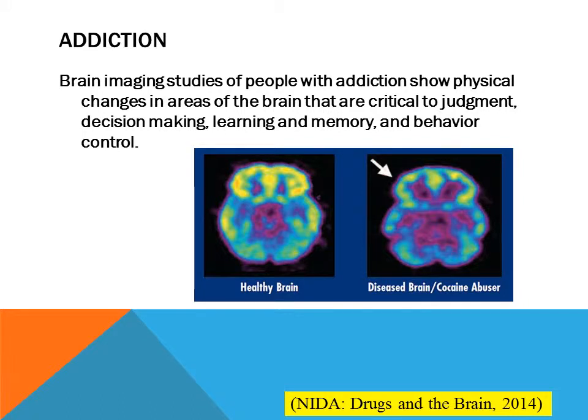Brain imaging studies of people with addiction show physical changes in areas of the brain that are critical to judgment, decision-making, learning and memory, and behavior control. Here we have a scan of two brains, a healthy brain and a diseased brain of a cocaine abuser. The healthy brain on the left has a prefrontal cortex that is highlighted in yellow, showing a lot of activity. The same prefrontal cortex in the cocaine abuser is very dim, showing very little activity.